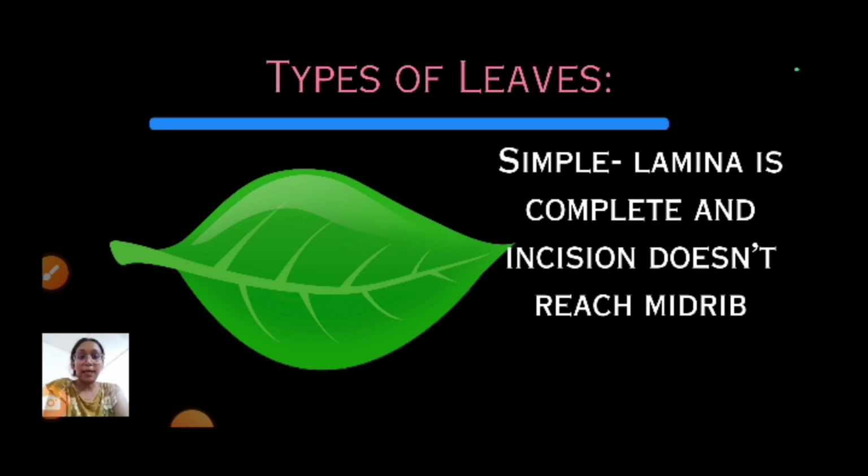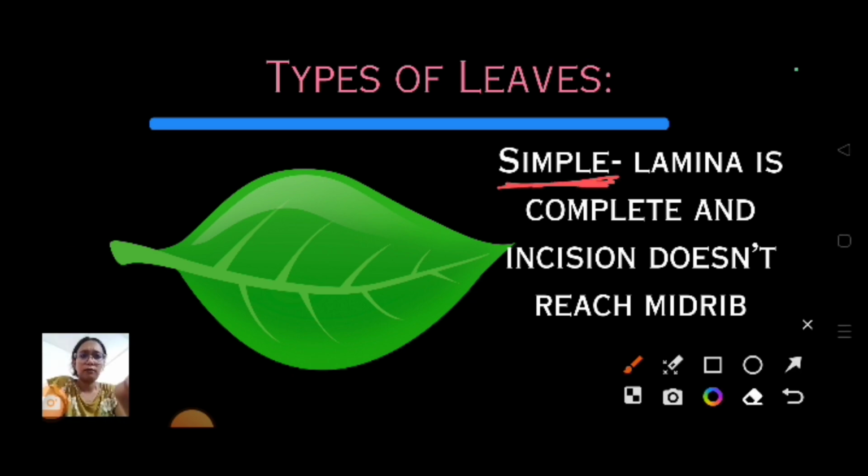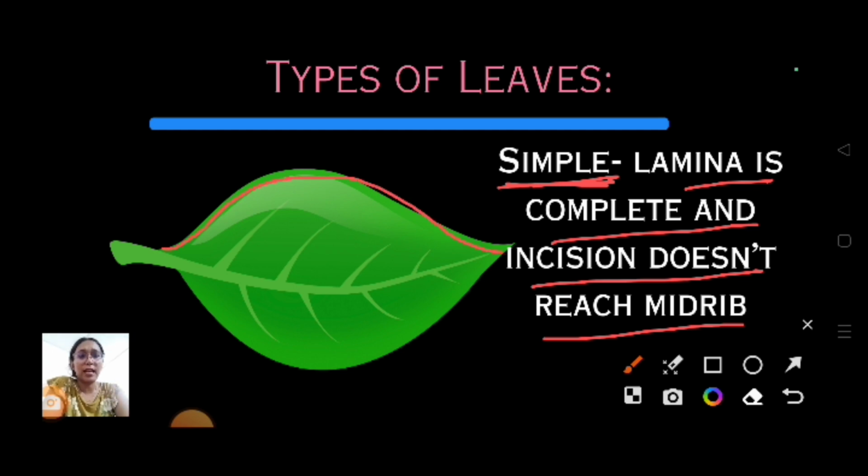Let's see some types of leaves. Leaves are generally of two different types. One is the simple leaf. We'll discuss here the simple leaf. This is a figure showing a simple leaf. Here the lamina is complete and the incision does not reach the midrib. So here the lamina is complete, and it is saying that the incision does not reach the midrib. So there is no such incision.